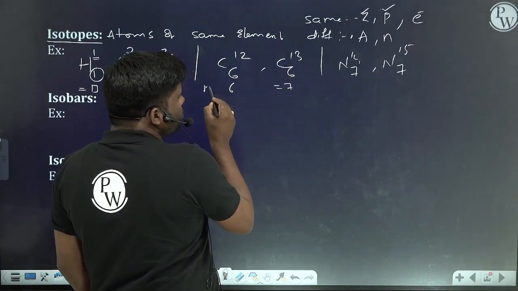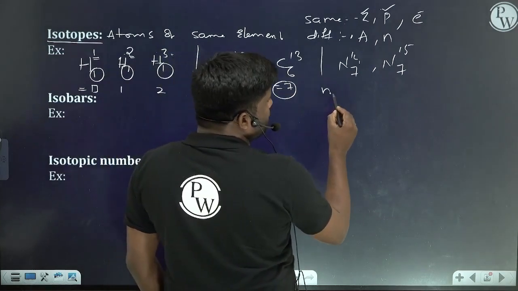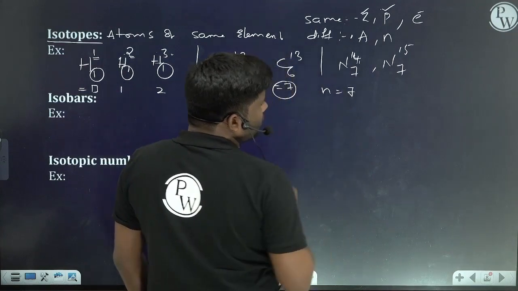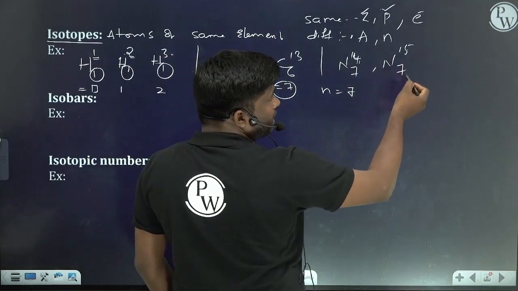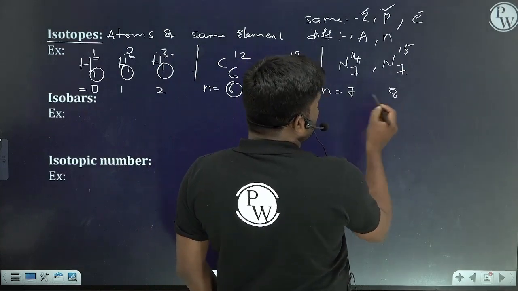7 neutrons. Neutrons here 6, here how many? 7. And neutrons here, N14 minus 7, so number of neutrons is 7 here. Mass number minus atomic number, 15 minus 7. How much? 8. Number of neutrons are different.